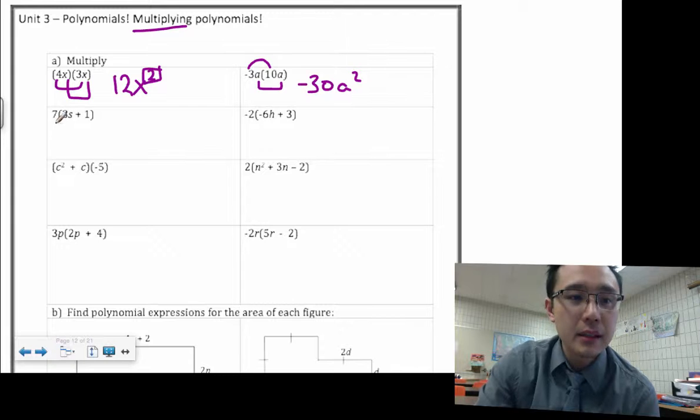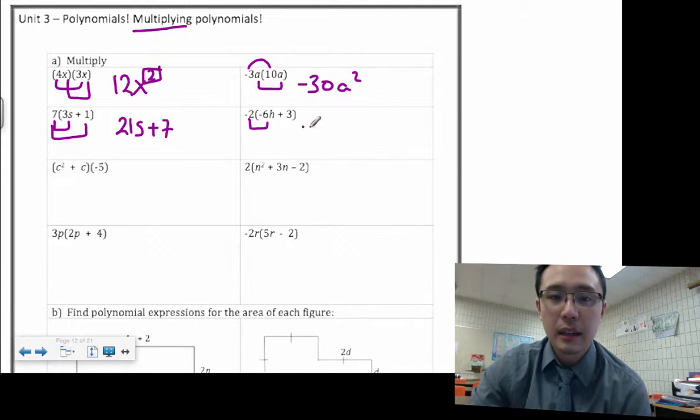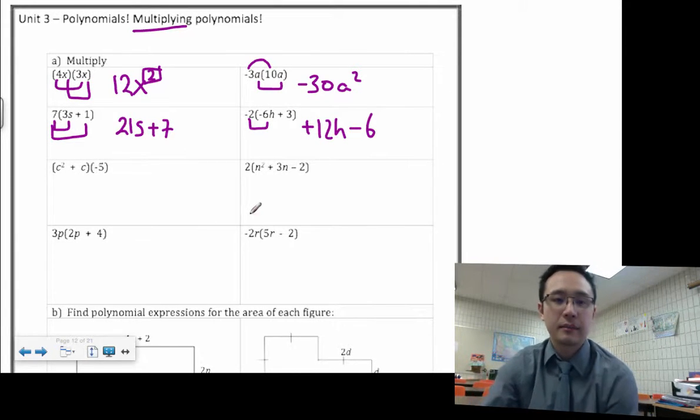Now we have one monomial, one term, and a binomial with brackets. So we have to go and distribute. So 7 times 3s is 21s, well, I should have said s. 7 times plus 1 is plus 7, just like that. Distribute this one. Answer is positive, negative, and negative, positive: 12h. Negative and positive is negative 2 times 3 is 6.